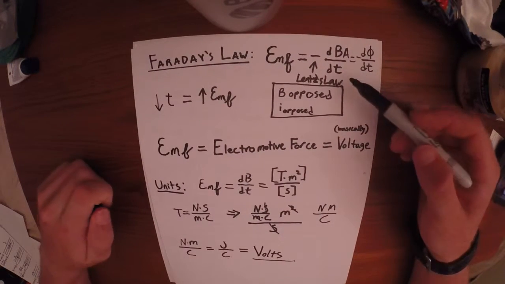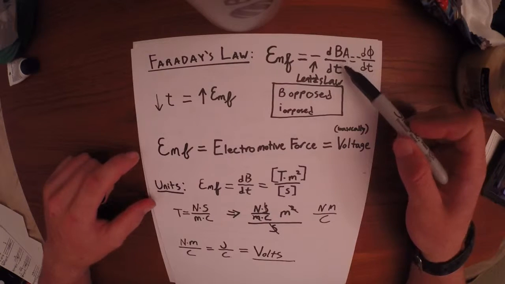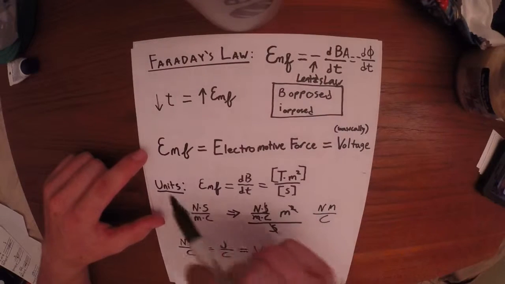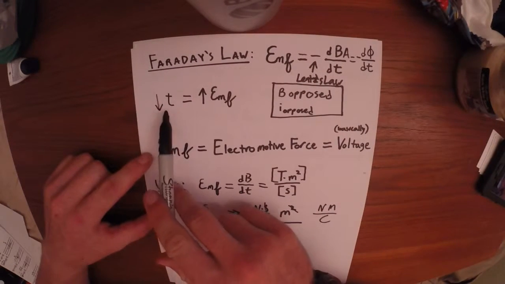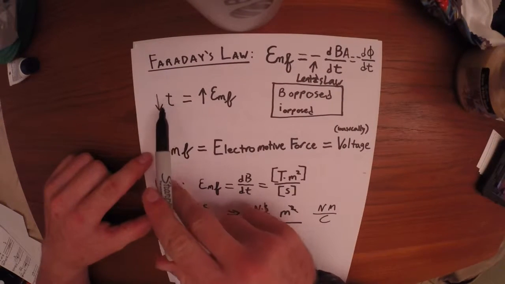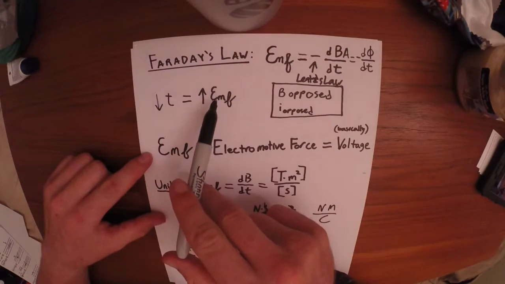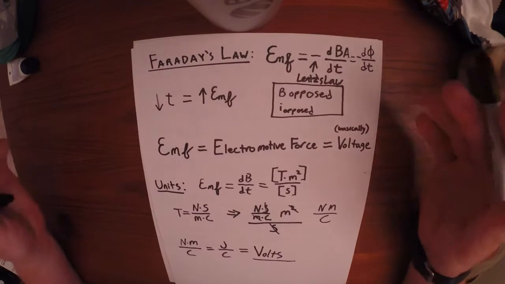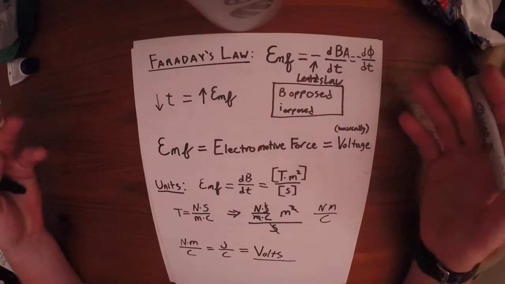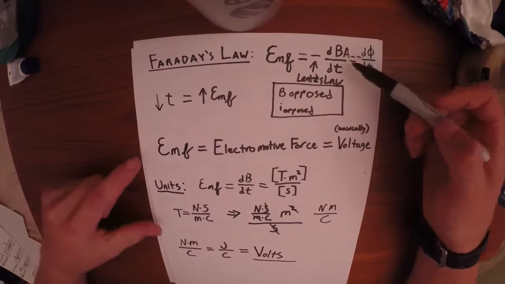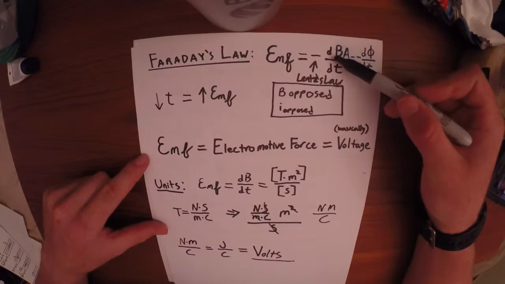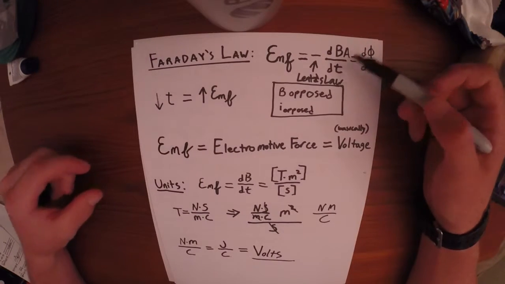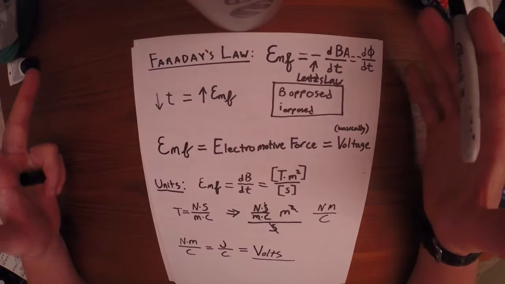Another thing that's important to take into account is the ratio between field and time when looking at EMF. You see, I wrote here, as time decreases, the EMF increases, which means that if the field is passing through, the less time it's passing through, the more EMF you're going to get. On the same principle, if it's a greater field being passed through, it doesn't matter if it's a greater time, you'll still end up with a greater EMF.